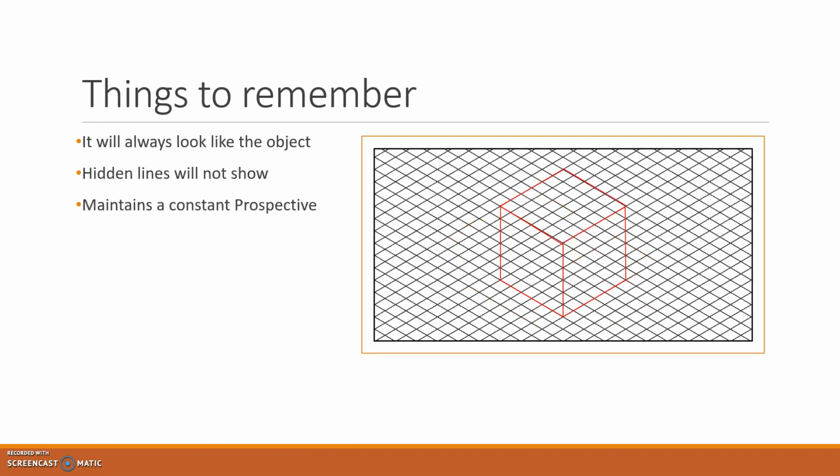So again, real quick things to remember. No matter what, it will always look like the objects. You'll never show any hidden lines. Like, for example, if you look off to the right, I drew a nice little cube. You cannot see those hidden edges in the back. You only see from one direction. That being said, it also maintains a constant perspective.